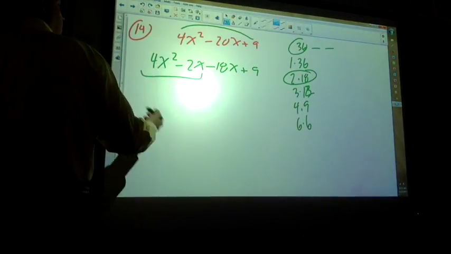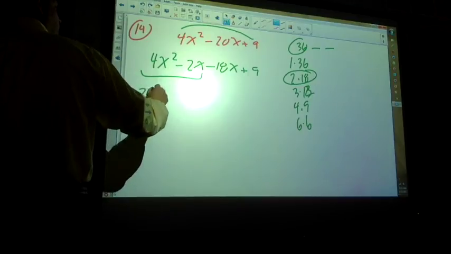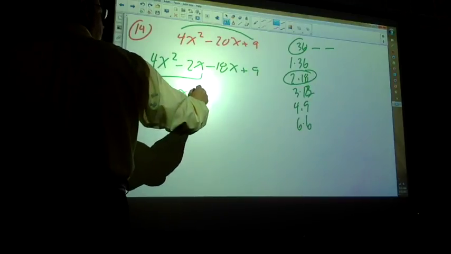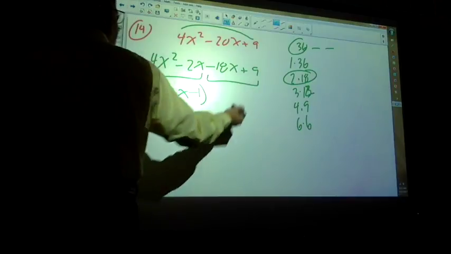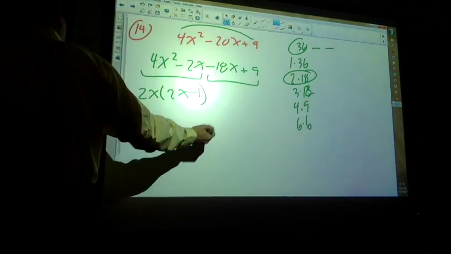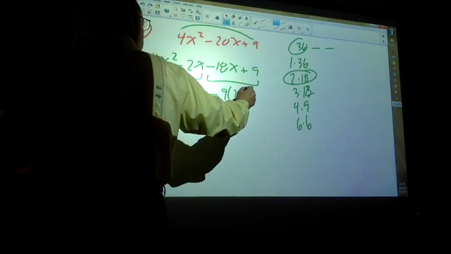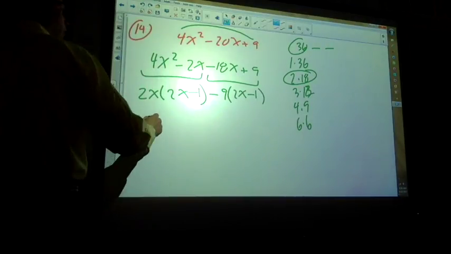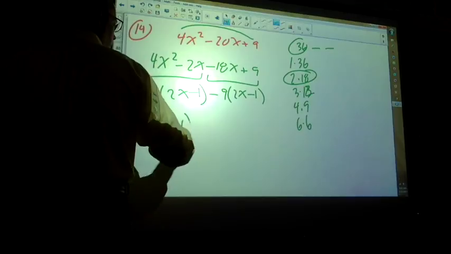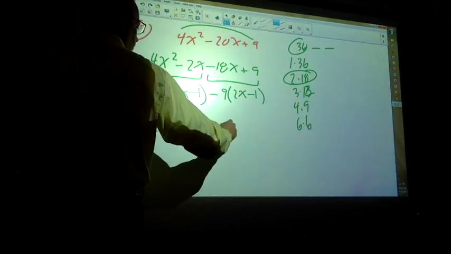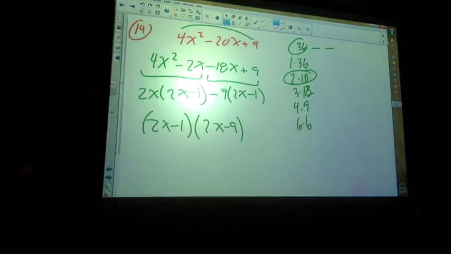All right, what's common there? 2x. Good. What's common there? Negative 9. Yeah, there it is. Remember that changes both those signs. Good. So my answer is this. Done. Anything else from that front side?